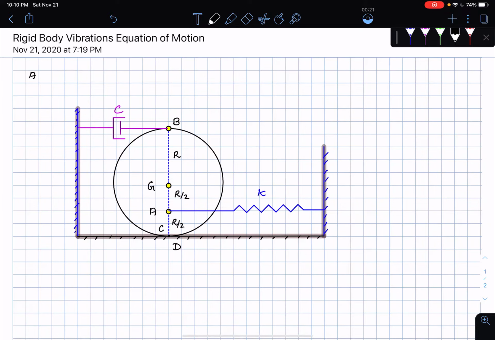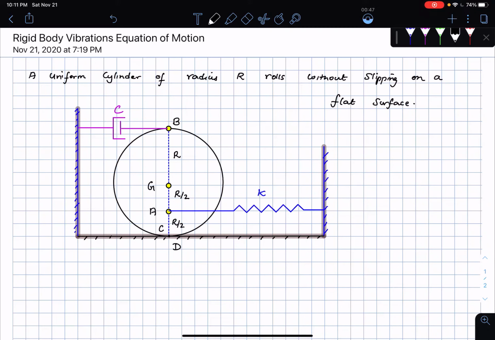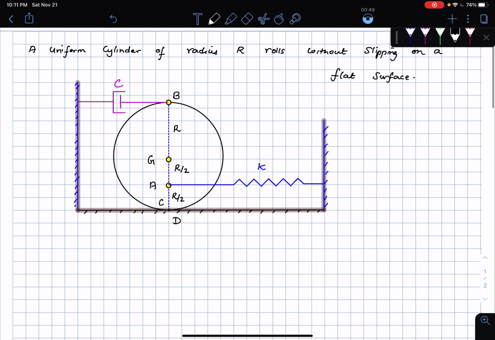Uniform cylinder of radius r, rolls without slipping on a flat surface, as you can very well see here. Then there is a spring of stiffness K and a damping element of damping constant C attached at the points A and B. So this is the first thing.